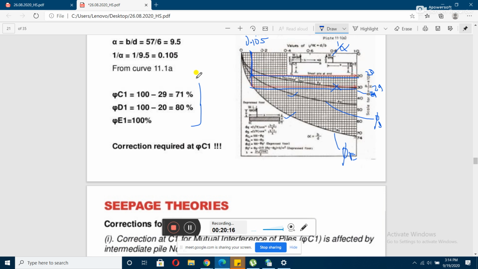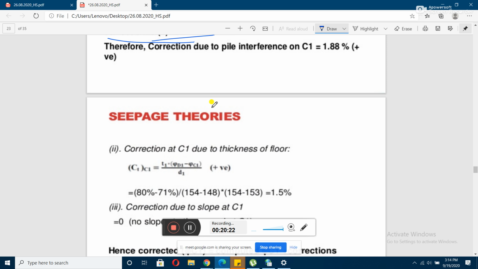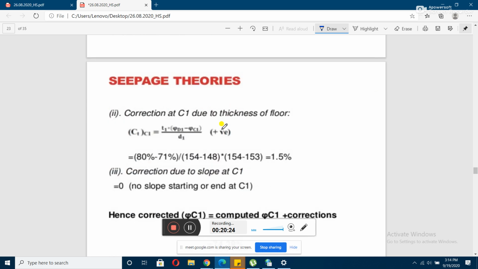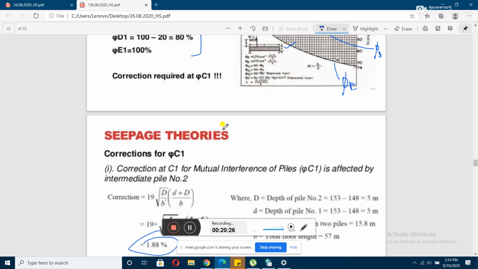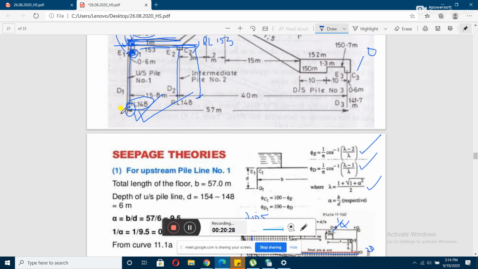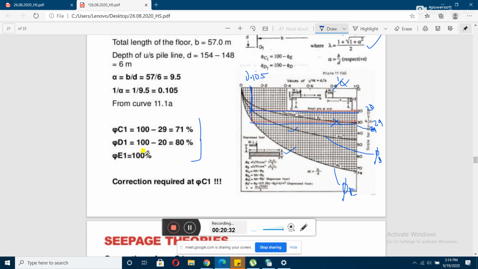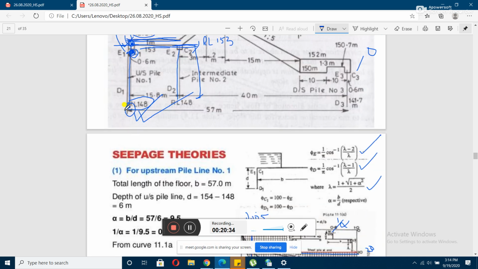And another one is for the thickness of the floor. We have to correct for that also. Okay, so what is the thickness? We have to do it by unitary method. So what is done by unitary method? We know the value of phi d1. The value of phi d1 has been calculated out to be 80. At this point it is 80.